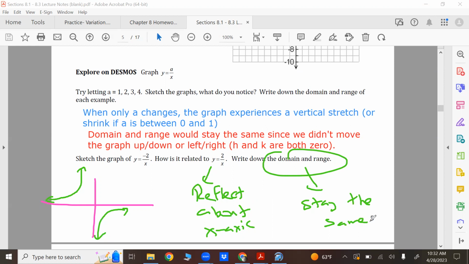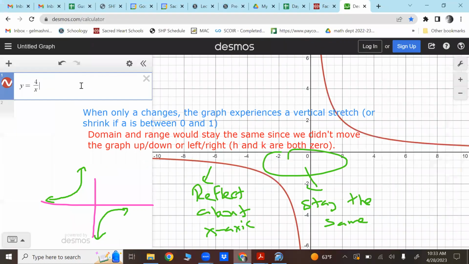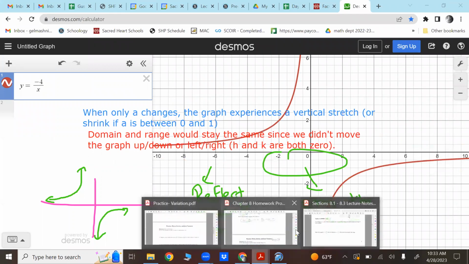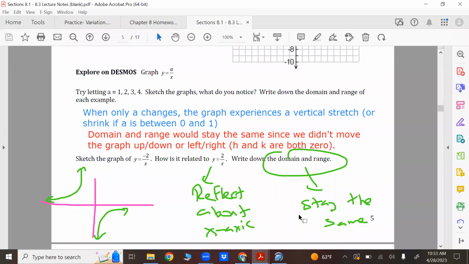And that makes sense, because if you put a negative out front, guess what? What happens if I plug in -1 now? What's negative 2 divided by -1? 2, right? It should be above the x-axis, right? What if I plug in, say, 2? If I plug in 2, y equals -1. Now it should be below the x-axis when x is positive, right? So things flip when the a value is negative. And if I go to Desmos really quickly, you can see that for yourself. If I put a negative out front, it flips over. Okay, questions so far? We're good?